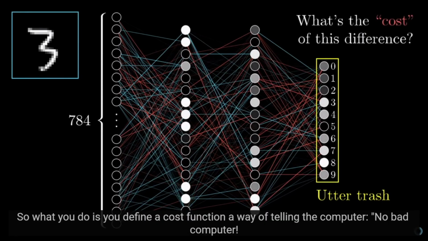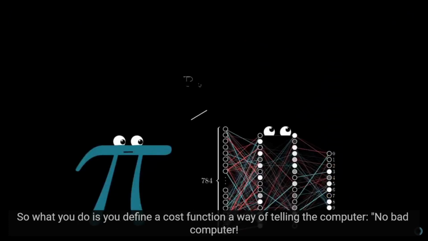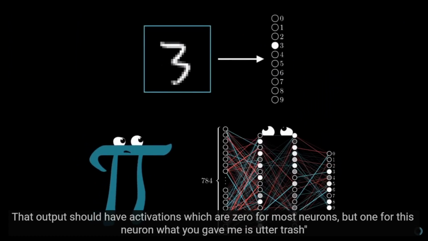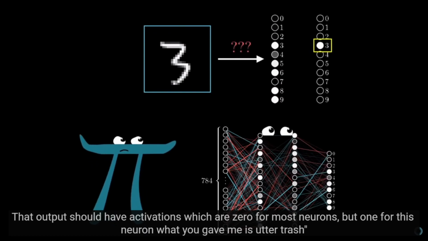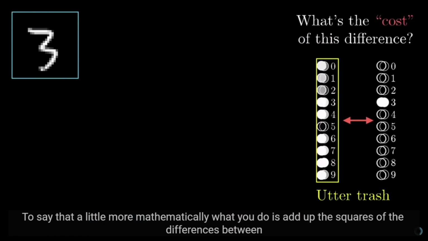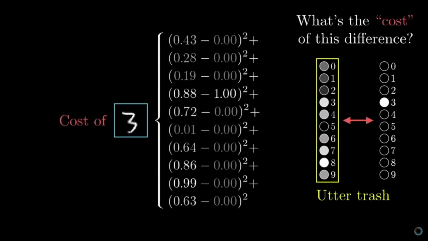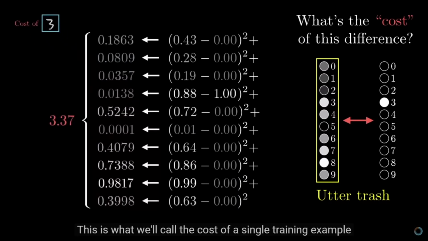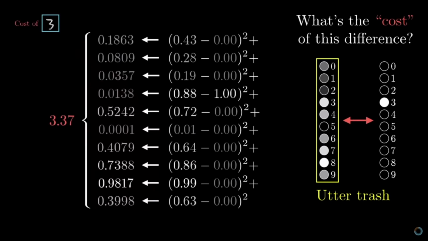So what you do is you define a cost function, a way of telling the computer, no, bad computer, that output should have activations which are 0 for most neurons, but 1 for this neuron. What you gave me is utter trash. To say that a little more mathematically, what you do is add up the squares of the differences between each of those trash output activations and the value that you want them to have. And this is what we'll call the cost of a single training example.